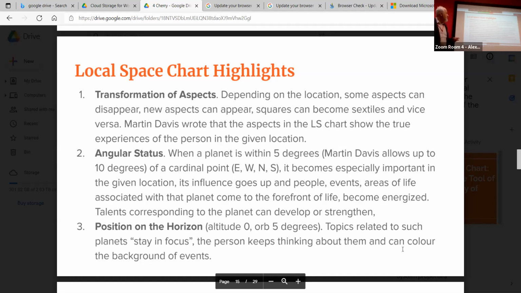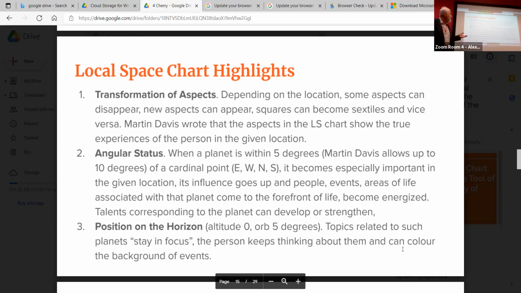Second, very important factor, planets can become angular. What does it mean, angular? When a planet is within 5 degrees, Martin Davis tells us maybe 10 degrees, of a cardinal point, east, west, north, or south, it becomes especially important in the given location. Its influence goes up, and people, events, areas of life associated with that planet come to the forefront of life, become energized. Talents corresponding to the planet can develop or strengthen. We'll have a look at the angularity a little bit later.